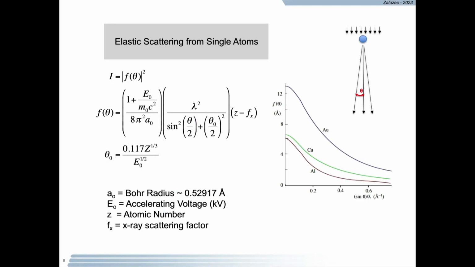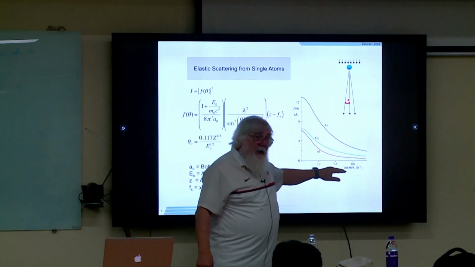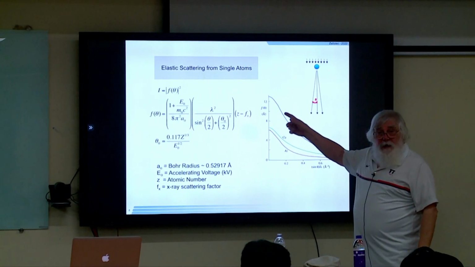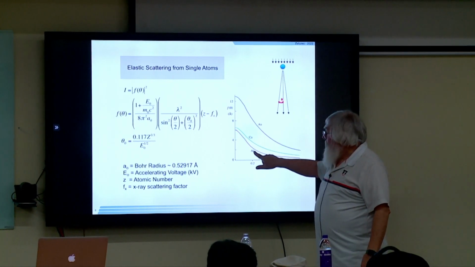F of theta is a function of the material we're looking at. It's a function of the energy of the beam. It's related to the wavelength of the electrons. It's related to the atomic number of the atom. And it's related to the angle that we're measuring. So, what's the first thing? High Z materials have high scattering. Low Z materials have low scattering.